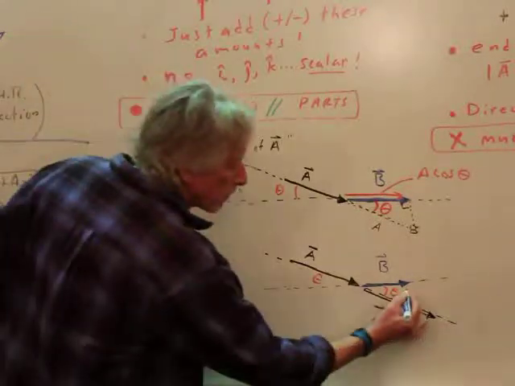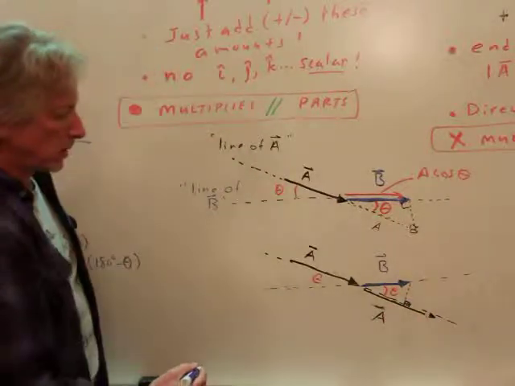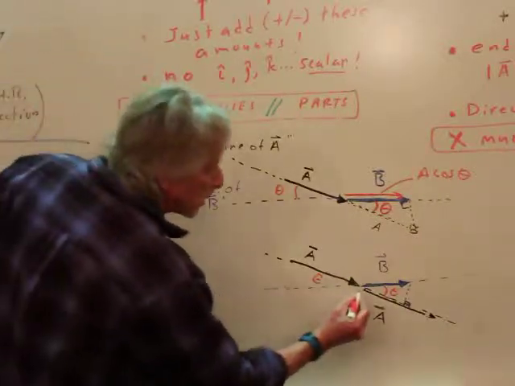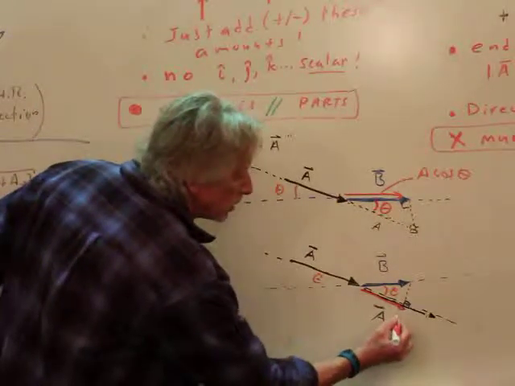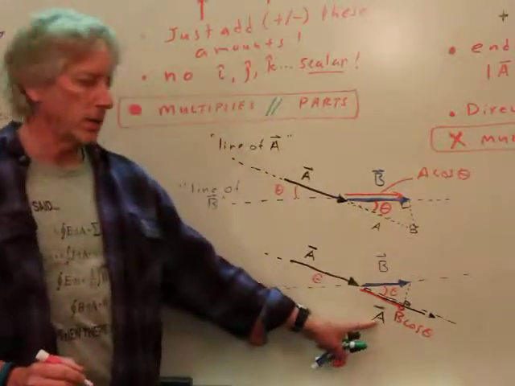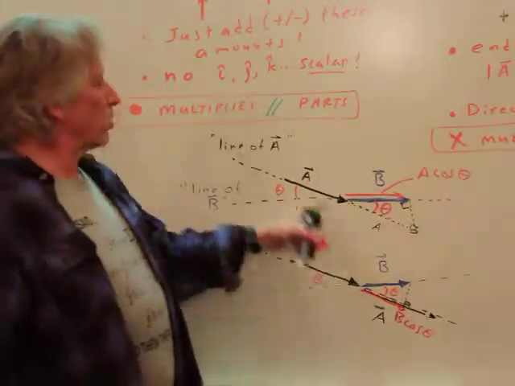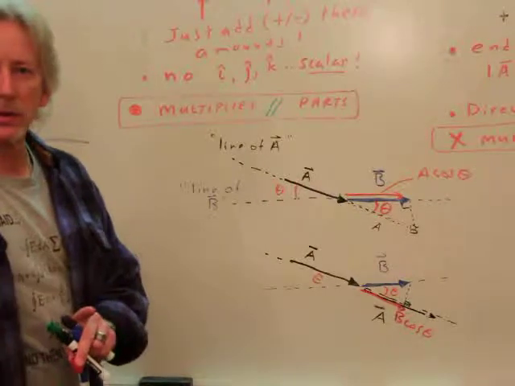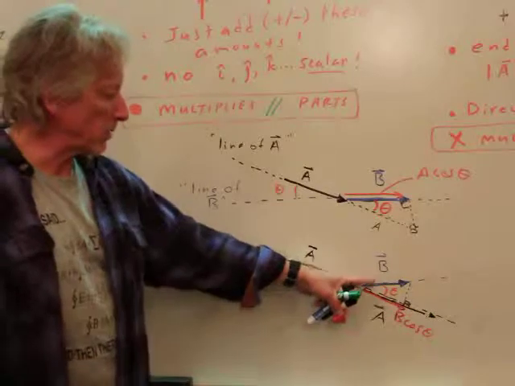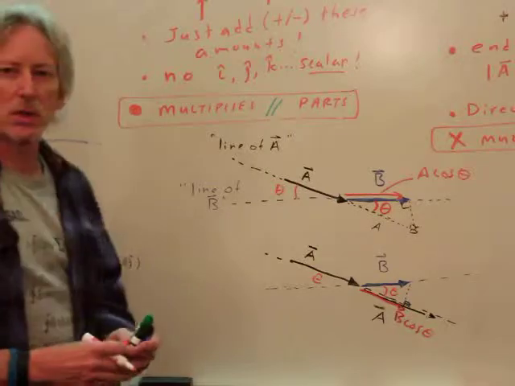Well, if you take a look, I can draw this, making B the hypotenuse. And so B cos theta is the part of B parallel to A. So whichever way you look at it, however intuitively you look at it, still you're multiplying parallel parts. The amount of A parallel to B times B, or the amount of B parallel to A times A. Either way, and you'll just see it in applications.